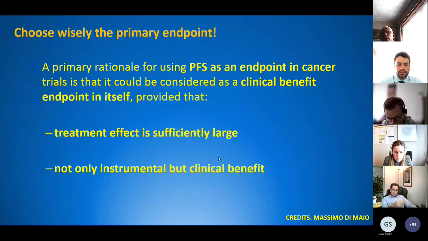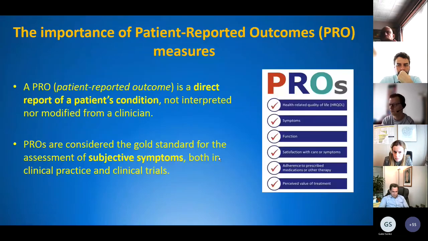And for instance, a primary rationale for using PFS, if you want to use PFS, because it is not prohibited to use PFS as a primary endpoint, but it's important to consider PFS as a clinical benefit endpoint, provided that the treatment effect is sufficiently large and that this improvement is not just instrumental, but it is also a clinical benefit.